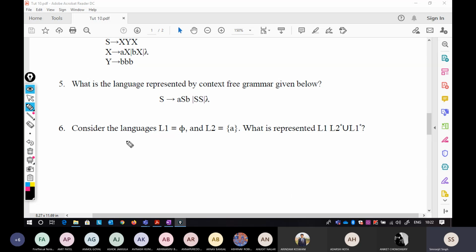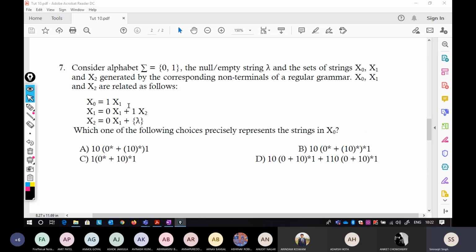Okay, so now the last question is a very good question. If you see, it will look like a very difficult one, but by looking at the options here, it's a very simple question, very simple question.